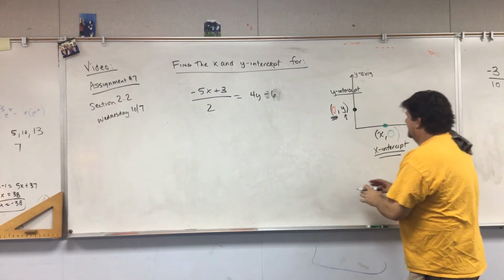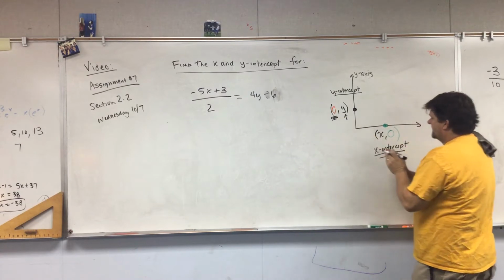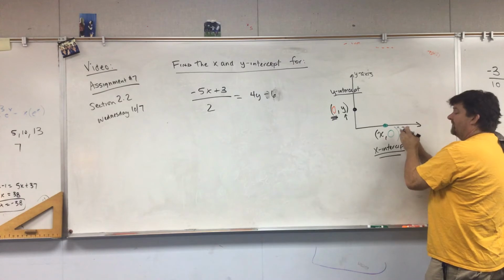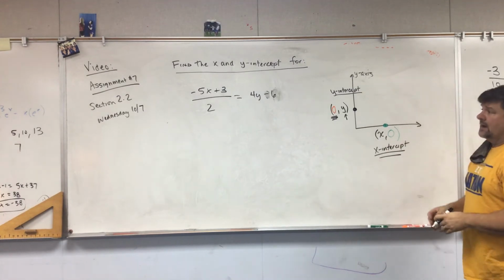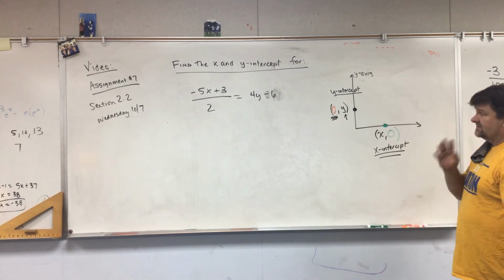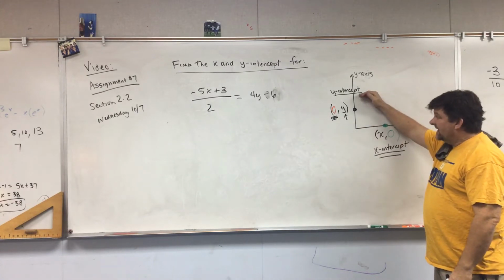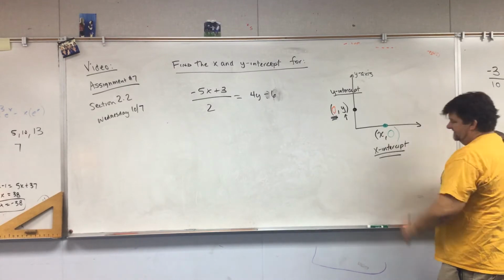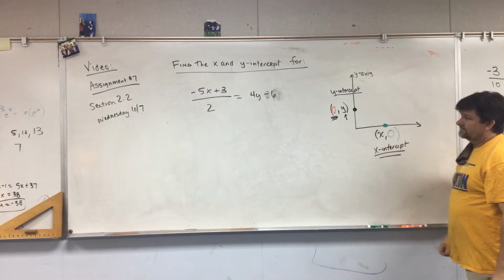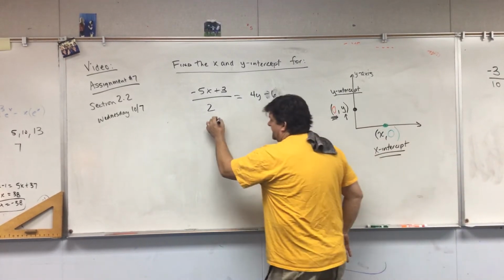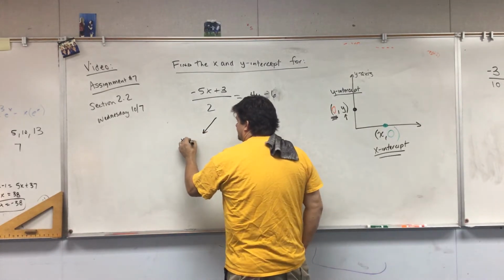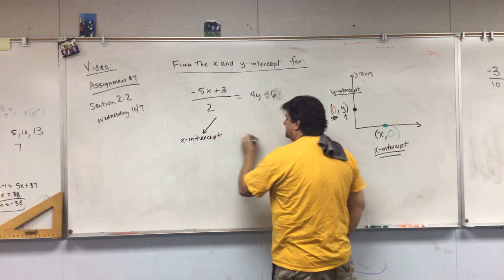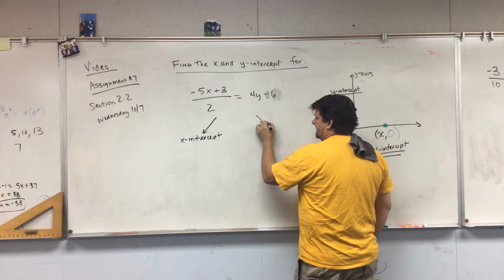So how do we transfer the fact that it's always 0 for x for the y-intercept, and it's always 0 for the y for the x-intercept? Number one, just remember this. If you're looking for the y-intercept, the opposite x will be 0. And if you're looking for the x-intercept, the opposite y will be 0. So let's just break it up into two problems. We want our x-intercept, and we want our y-intercept.